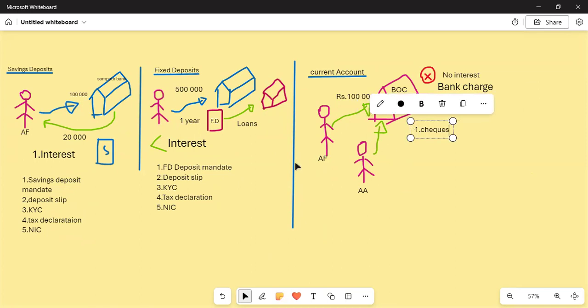Check means, for example, today I have to pay 10,000 to Asif, but today I don't have the money. But if I have a current account, they will give me a checkbook. Only the people who have a current account will get a checkbook. Other people, with savings deposits or fixed deposits, don't get a checkbook. Only if you have a current account will you get a checkbook.